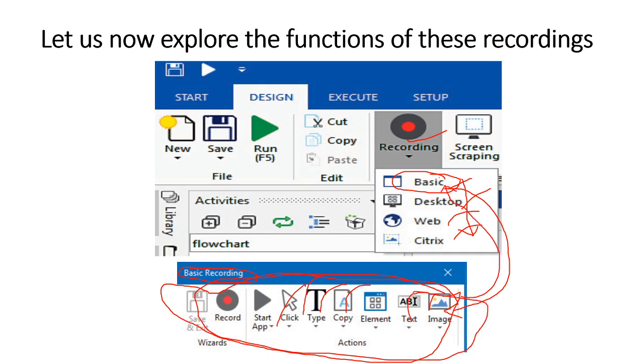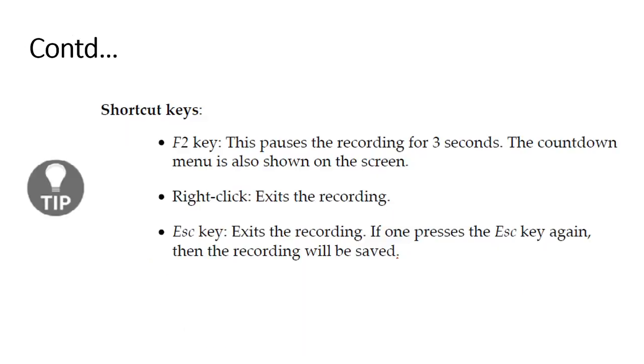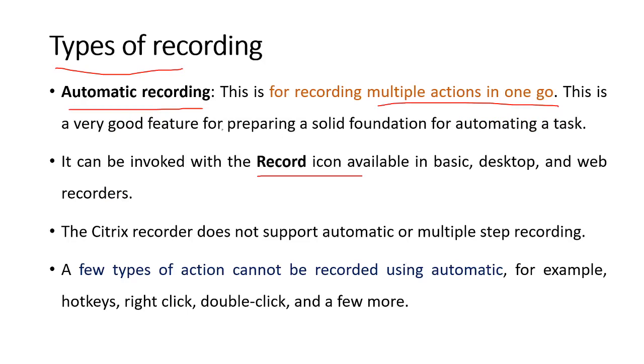And if you choose desktop recording, then the respective operations will be displayed in a window labeled desktop recording. Similarly for web, similarly for Citrix recording. This is how UiPath Studio will work. Okay, I hope you understood where you can start the recording options, right?